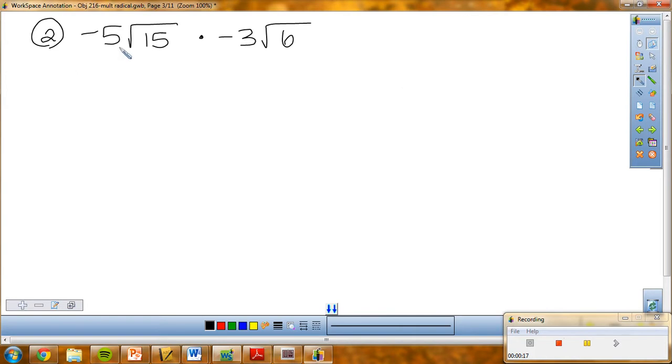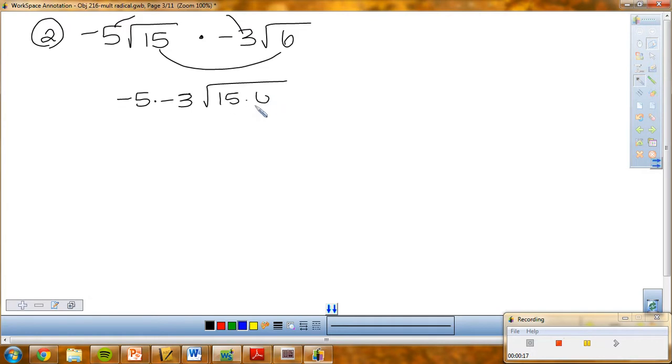Something like number 2. I have negative 5, the square root of 15, times negative 3, the square root of 6. I want to double check if I can simplify 5 times 3. No, I can't. 15 is as simplified as it gets. So I just follow my rule. Multiply the outside with the outside and the inside with the inside. So outside I have negative 5 times negative 3. Inside I have 15 times positive 6. Negative 5 times negative 3 is negative 15.